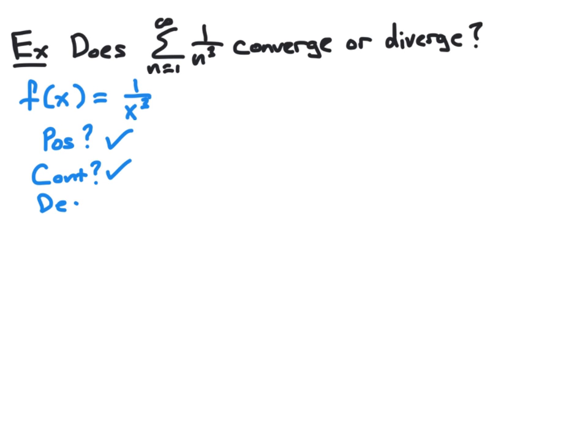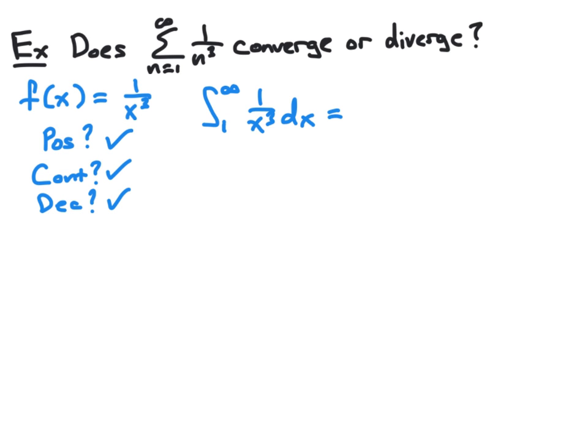Last but not least, we need to check whether the function is decreasing. Here we know that as x gets larger in the positive direction, our function is going to get smaller and smaller because we'll have 1 over a larger number, and therefore our function is decreasing. So since our function 1 over x cubed is positive, continuous, and decreasing on the interval 1 to infinity, we can use the integral test on this particular series. This means we want to compute the improper integral from 1 to infinity of 1 over x cubed dx. And once we determine whether this integral converges or diverges, we can conclude the same behavior for our series.